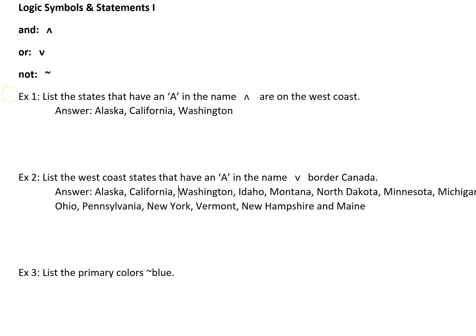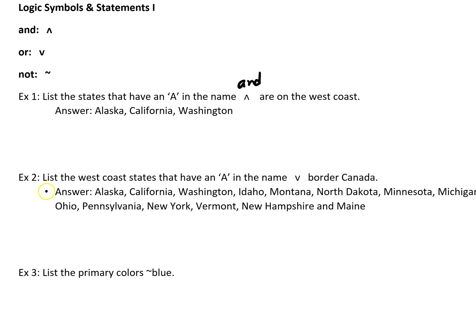Here's the first example. List the states that have an A in the name and are on the West Coast. So we need to think of all the states on the West Coast, because that's the fewer amount of states to look at. If we think about the states on the West Coast, we have Alaska, Washington, Oregon, and California. Out of those 4 states, Oregon does not have an A in it. So the states that have an A in the name and are on the West Coast are Alaska, California, and Washington.